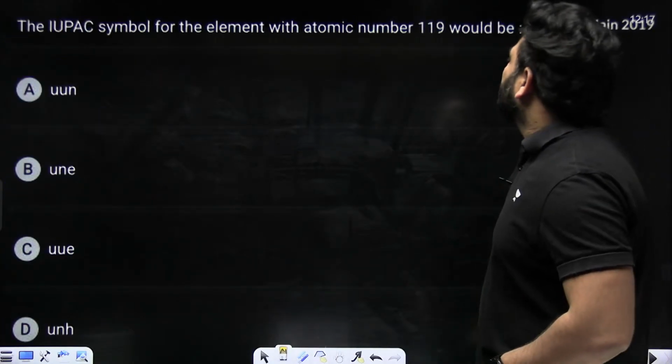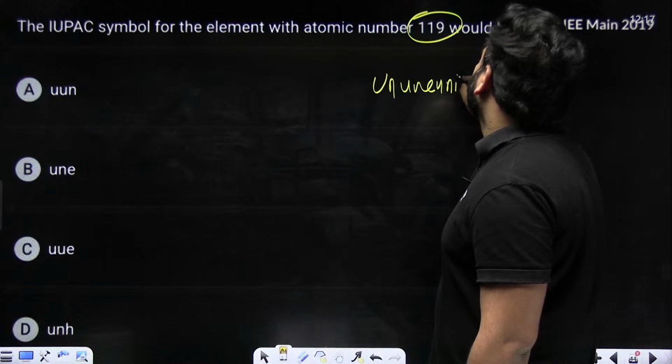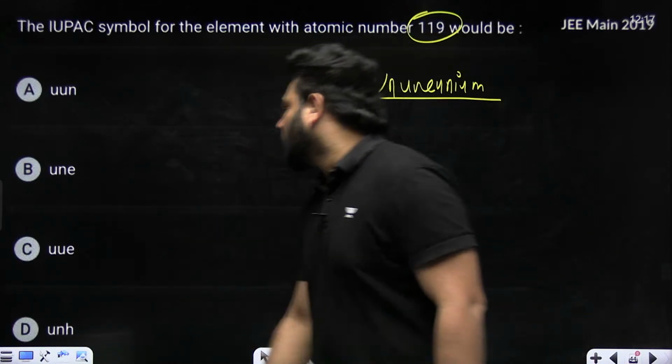Next question is symbol for atomic number 1119 is? Ununennium is the correct answer. Ununennium, Uue.